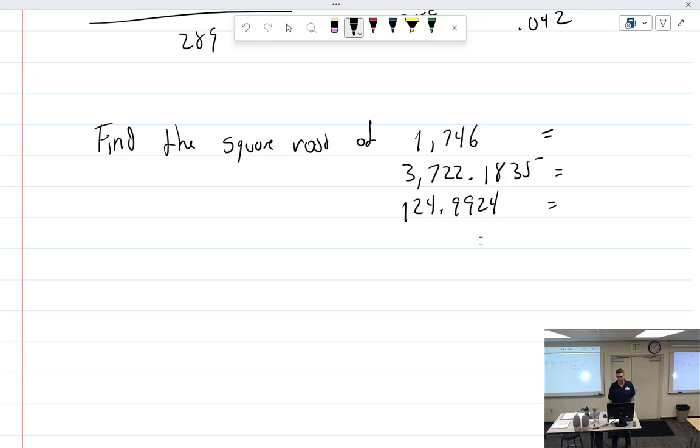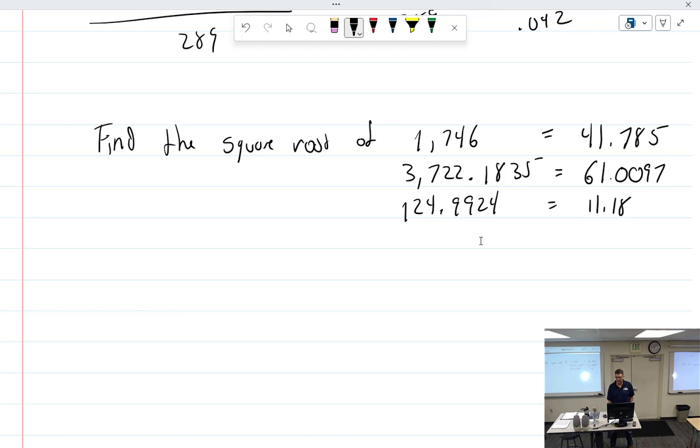What's the square root of 1,746? 41.785. Square root of 3,722.1835. 0.009. 0.0001. Okay, I have 97, so... yeah, right. That's what I have too. So it'd be 61.001. All right, and what did we get for this one?